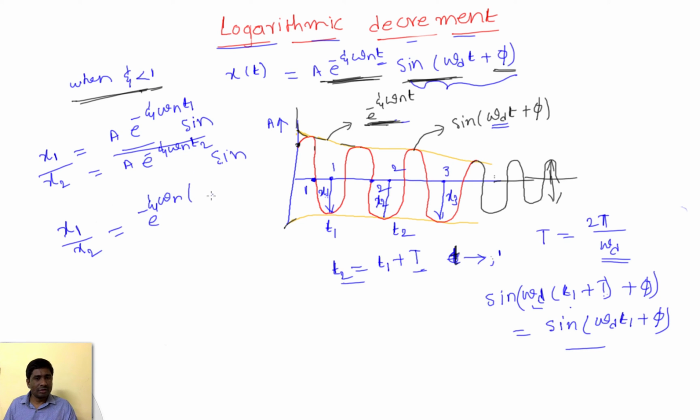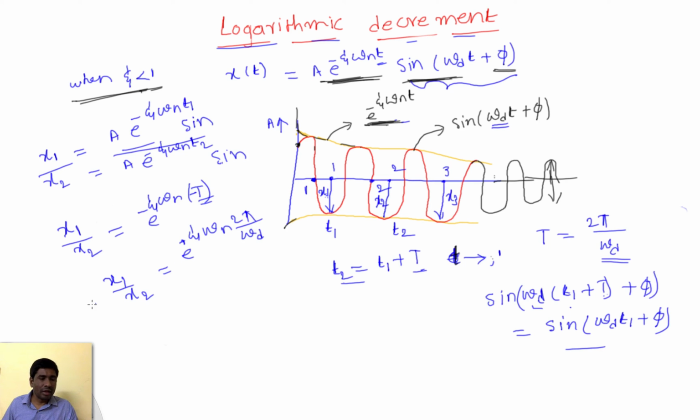So what is t1 minus t2, or t2 minus t1? That is T. Actually here we will get minus, so minus minus gets cancelled. Here x1 by x2 equals e power zeta omega n T. What is T? T is the time period, which equals 2 pi by omega d.